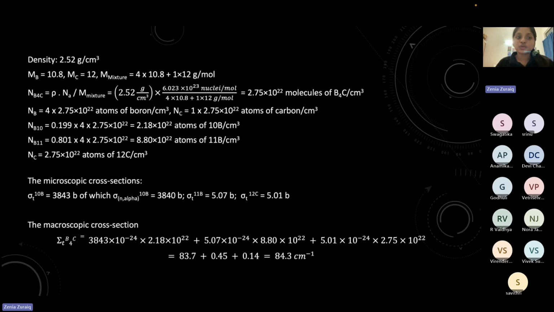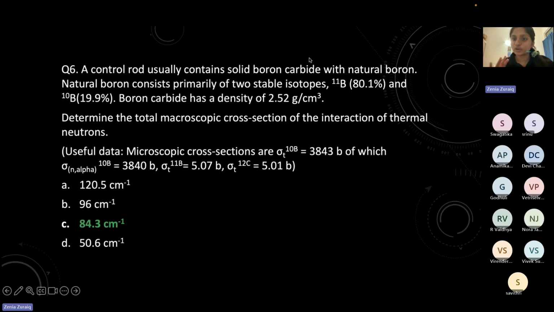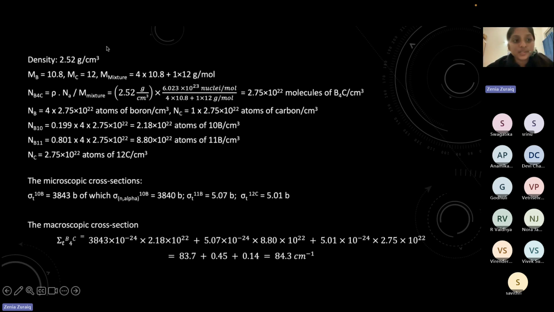The first thing you need to know is the formula of boron carbide. Boron carbide has the formula B4C, so there are four borons for every carbon, right? And the boron, of course, consists of both boron 11 and boron 10. The density is 2.52 gram per cc.